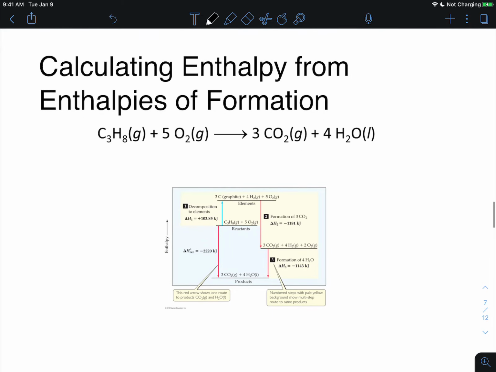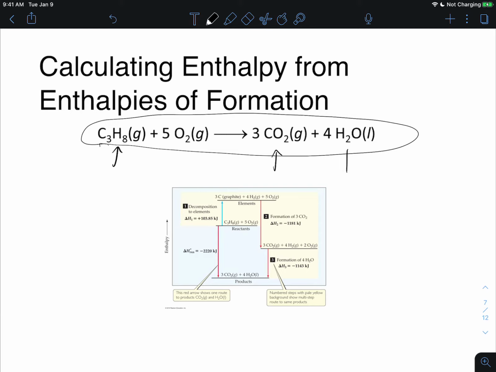Okay, so when we solve a Hess's law type problem using enthalpies of formation, we are going to basically break apart an equation. Anything that's in a compound form, if we're using standard enthalpies of formation, we're going to take those compound forms and make them using standard enthalpies of formation. Let me show you what I mean.